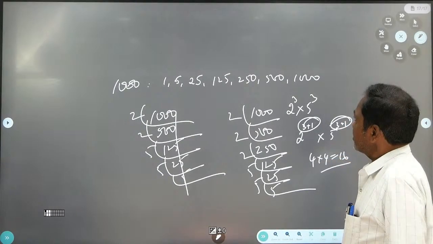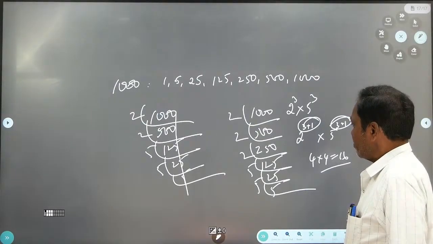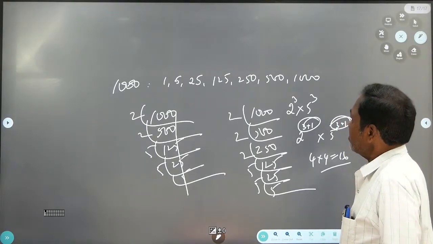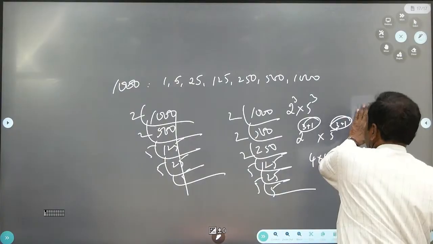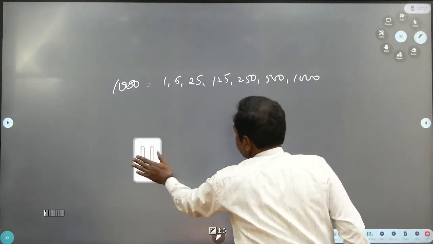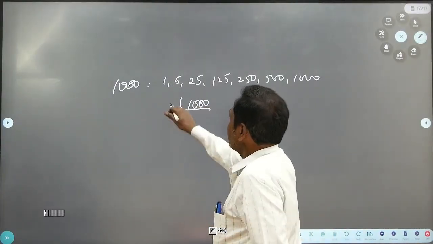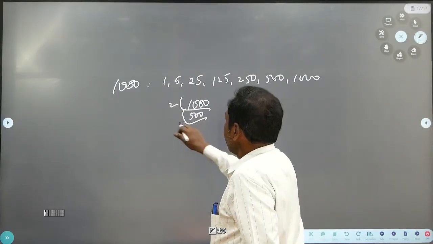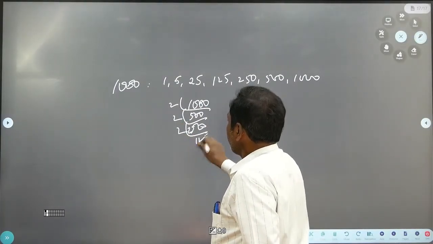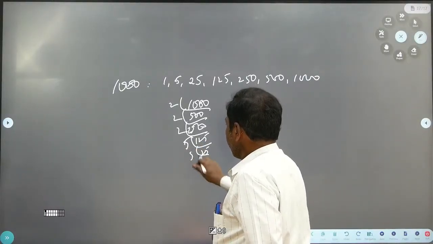2 cube, 5 cube, 4 into 4. Why is this like this? There should be 16 factors. Right? So 500, 250, 125, 5, 25, 5, again 5.